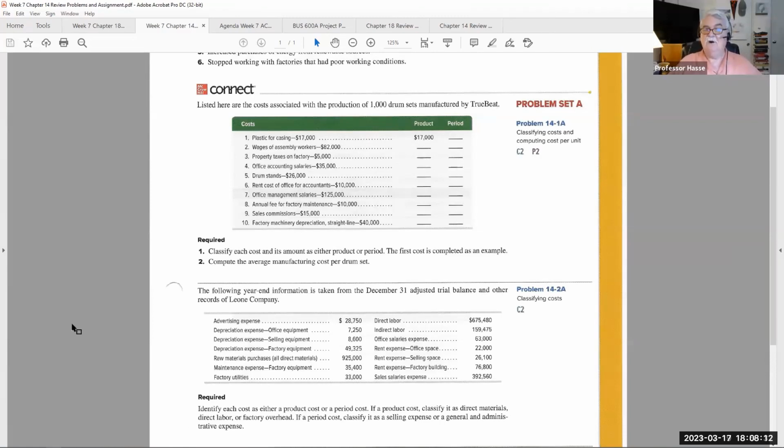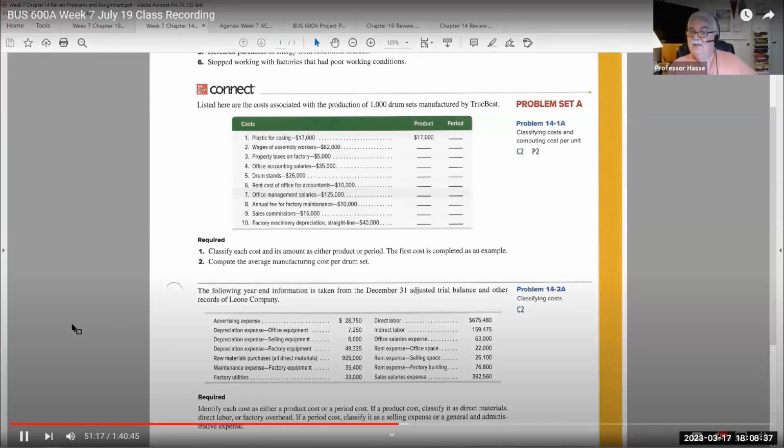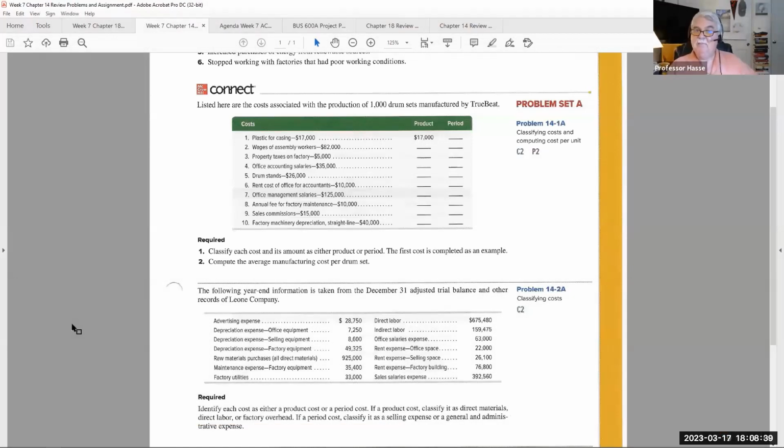Rent cost of office for the accountants. Let them work out in the street, the hell with them. But in other words, the rent for where the accountants work. Period cost. Why? It's office. Office management salaries. Office is the key word there. Period cost. Annual fee for factory maintenance. The key word there is factory. Product cost.